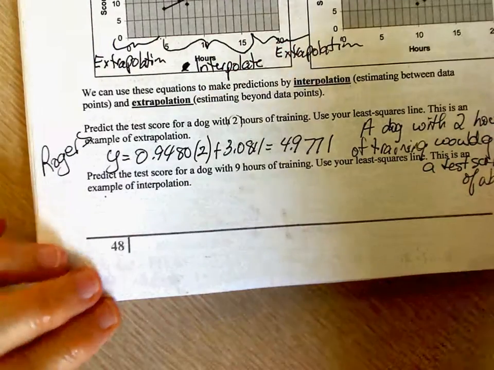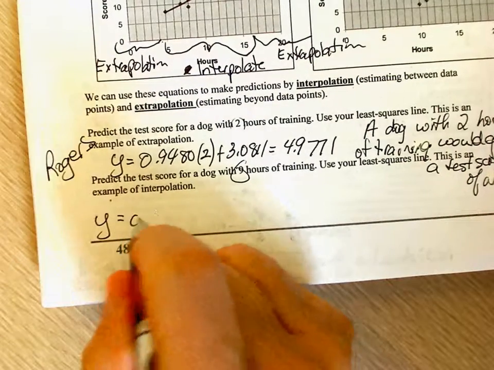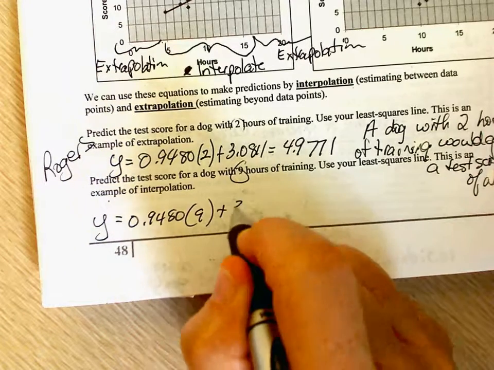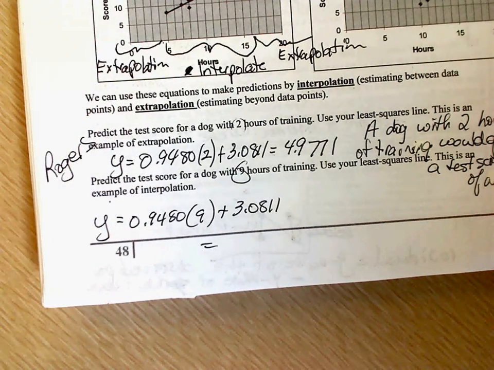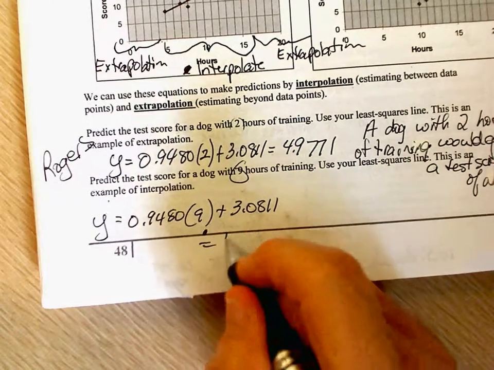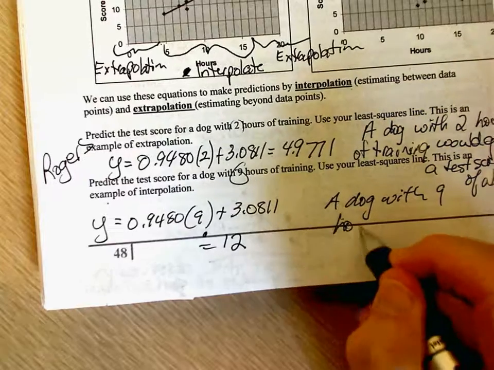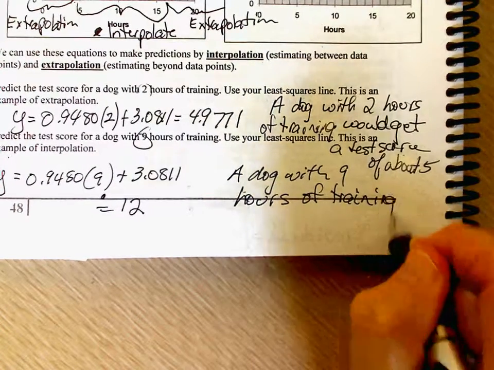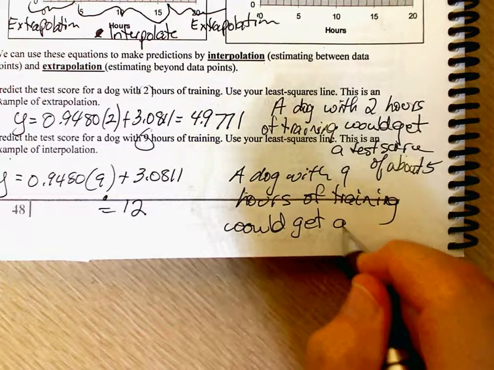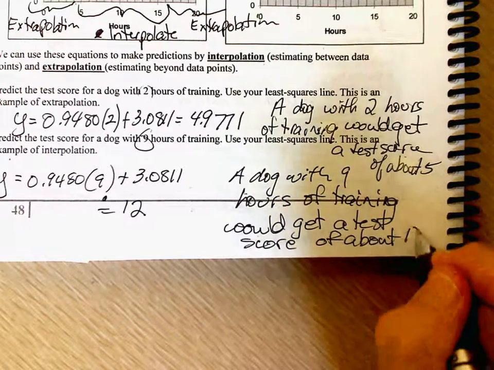Now, if we interpolate, so we're using an x value of 9, we get approximately 12. So a dog with 9 hours of training would get a test score of about 12. Makes sense? It's just a matter of memorizing them.